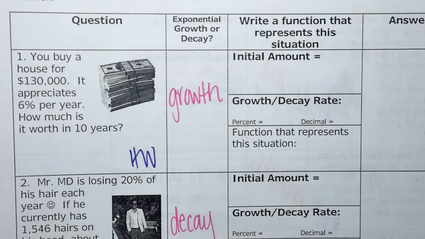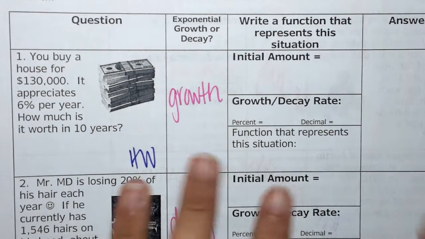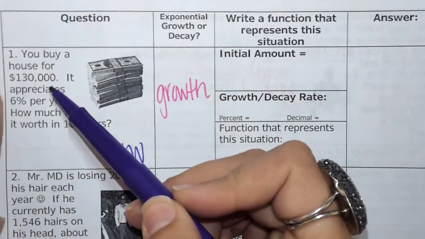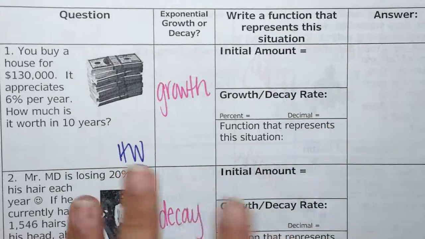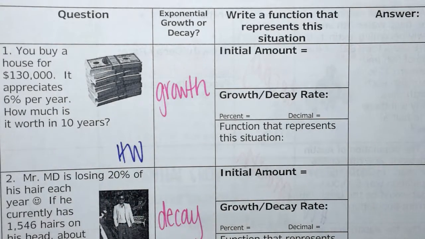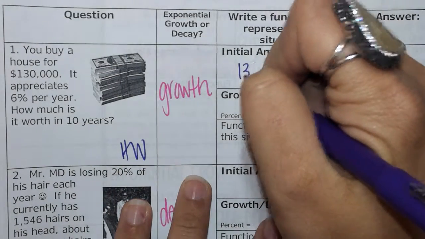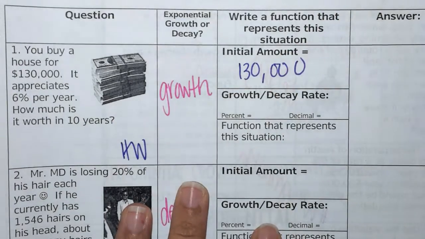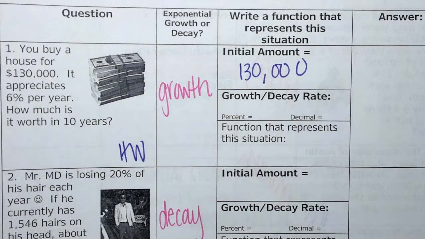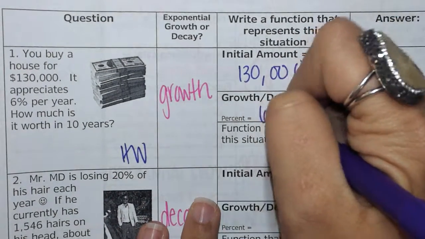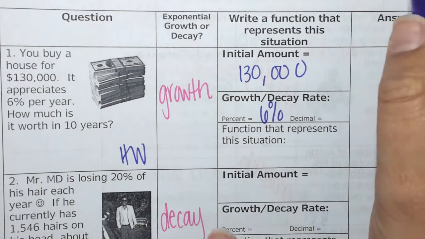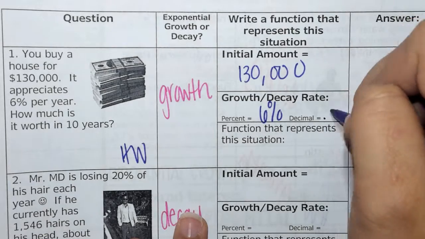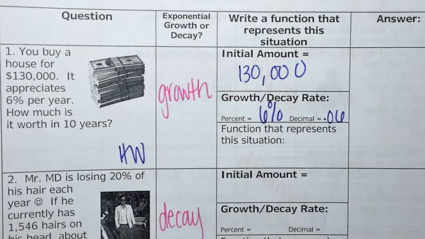So this tells you that we're buying a house for $130,000 and it appreciates 6% each year. So what's our initial amount? $130,000. All right, and what's our growth rate? What's the percent? 6%. And how do we turn that into a decimal? You go to 2 decimal points. So that would be 0.06, right?